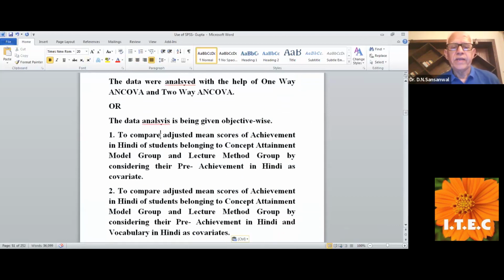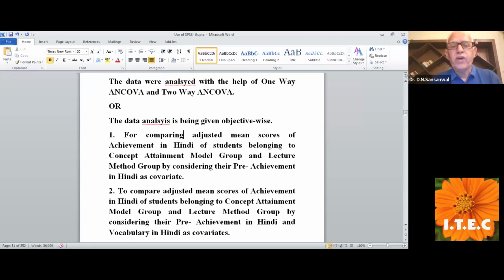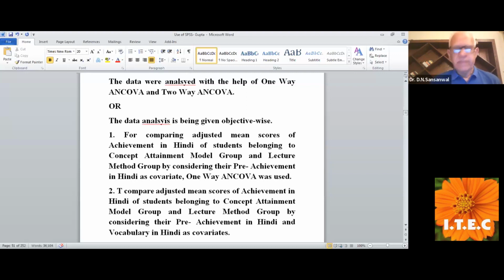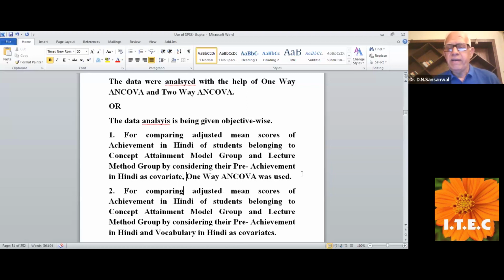Now here I say, for comparing adjusted mean scores of achievement in Hindi of students belonging to concept attainment model and lecture method by considering pre-achievement as a covariate, for comparing this, one-way ANCOVA was used. Now here I will write, for comparing, again one-way ANCOVA was used.